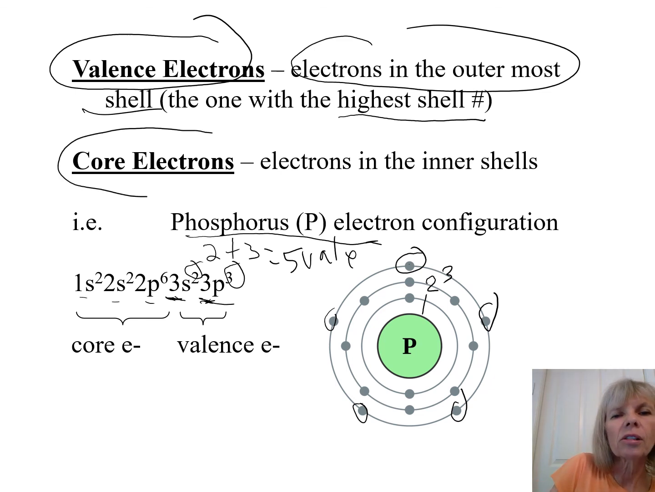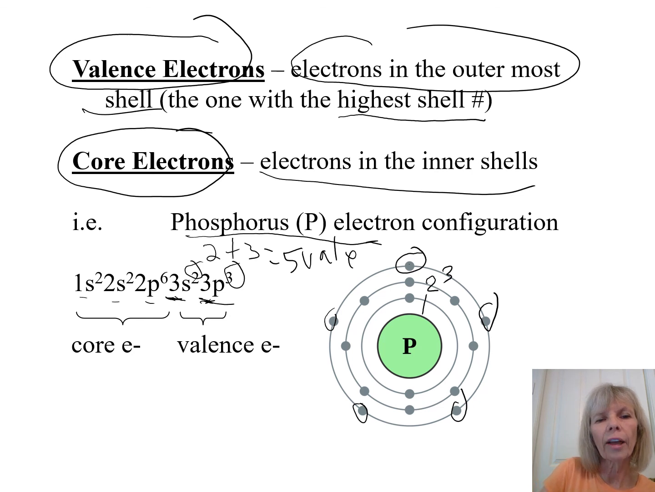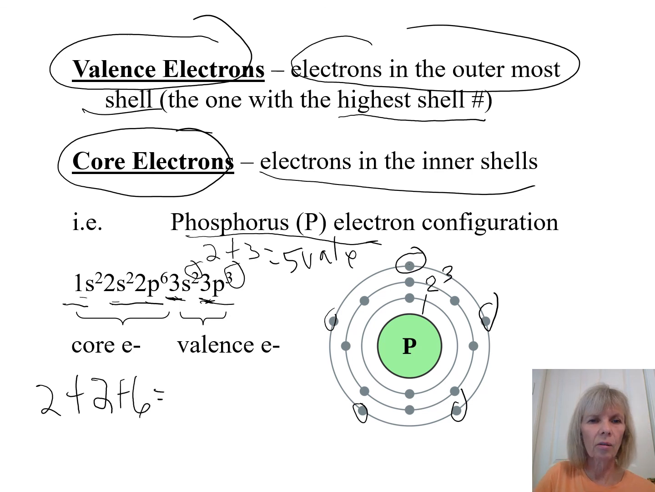Core electrons are going to be the electrons total in all of those inner shells. Okay, so our core electrons here are in shell 1 and shell 2 combined together. So we have 2 in the 1s, we have 2 in the 2s, plus 6 in the 2p. That gives us a total of 10 electrons for our core electrons.